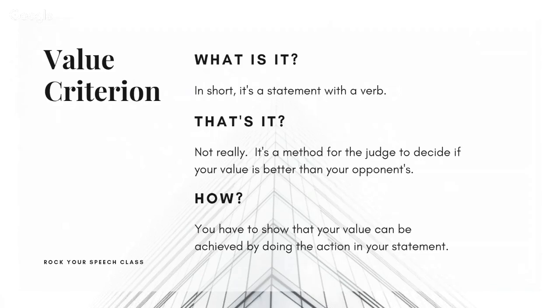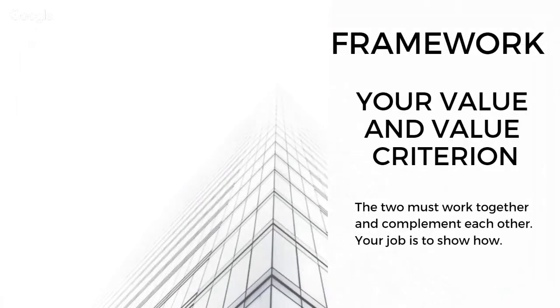How does it work? You have to show that your value can be achieved by doing the action in your statement better than your opponent can achieve his value by doing the action in his statement. This is called the framework. Your value and your value criterion together are called the framework, and the two must work together and complement each other. Your job is to show how they work together. That's the number one important thing you have to do in your speech.